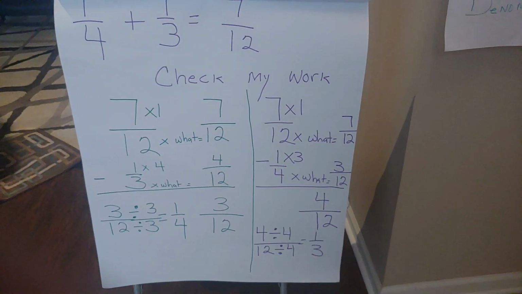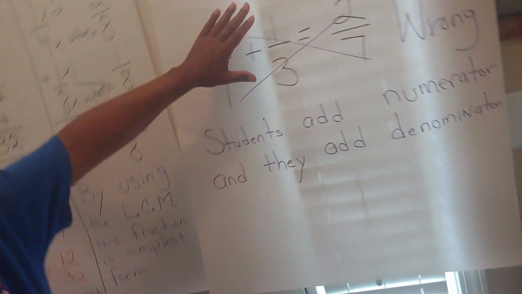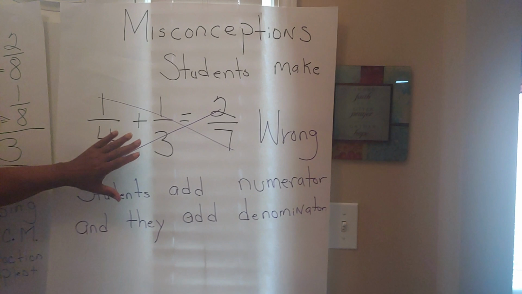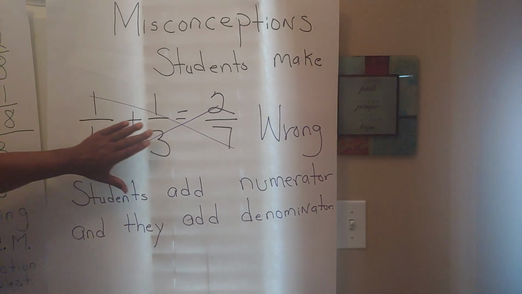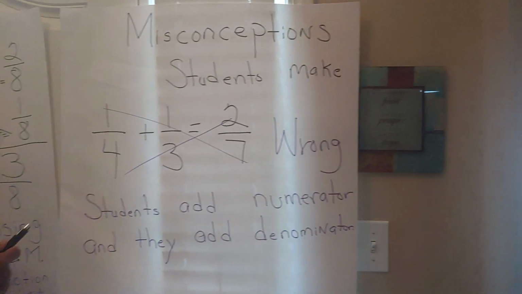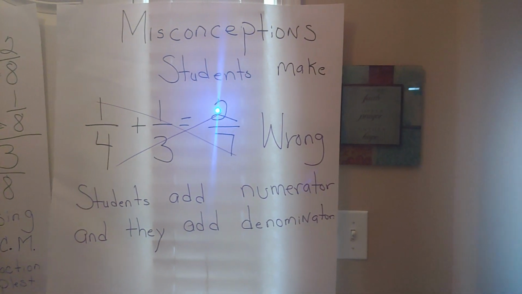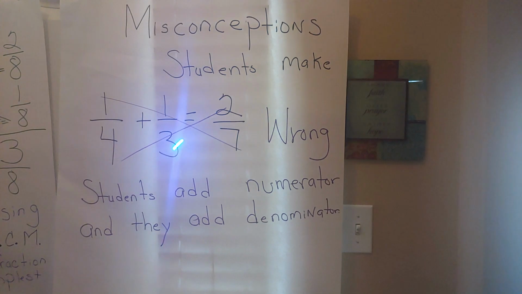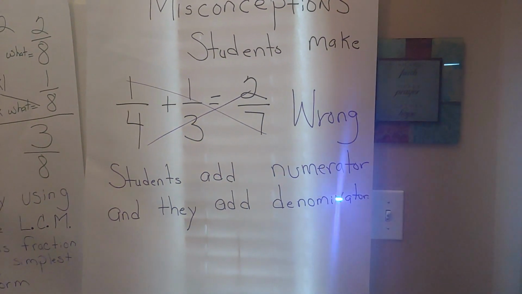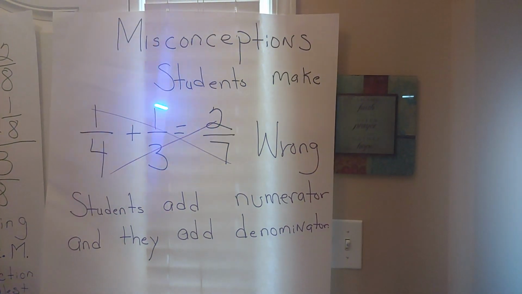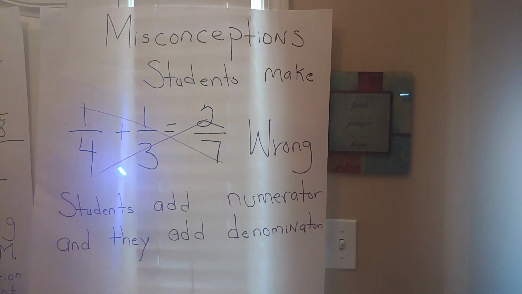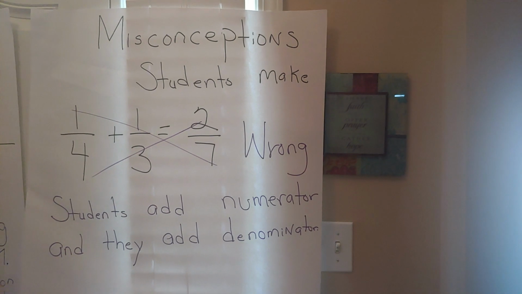One of the things I want to turn over to now is misconceptions that students make. One of the first things students do when they add fractions like 1/4 plus 1/3, they will add 1 plus 1 is 2, 4 plus 3 is 7. That is wrong. Students add numerators and they add denominators. There's nothing that you can do with this fraction until both of these numbers are converted to equivalent fractions.